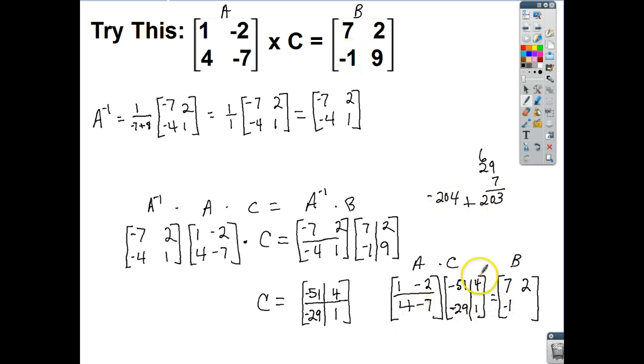And row 2 times column 2, 4 times 4 is 16, 16 and negative 7, 9. And as you can see, that is the matrix that you can multiply A by and get this B matrix. Okay?